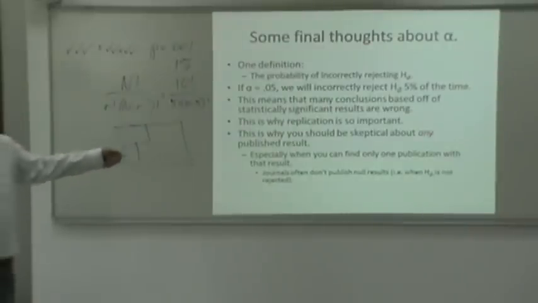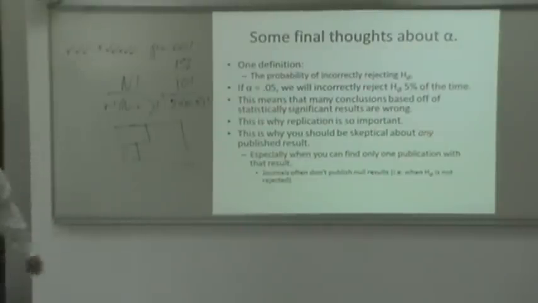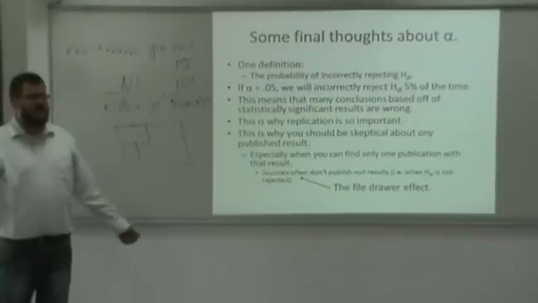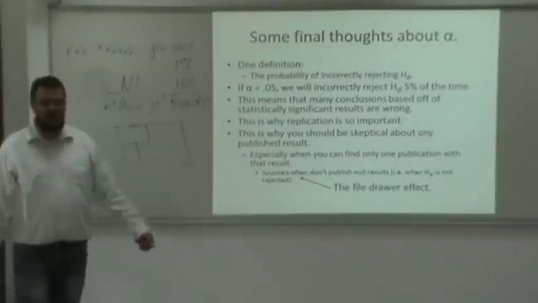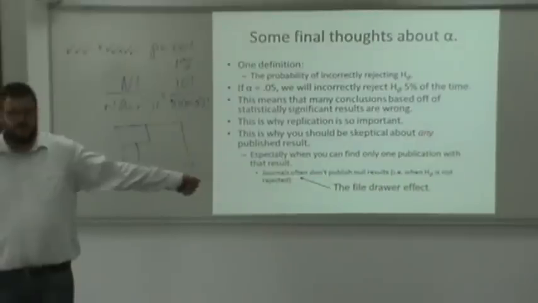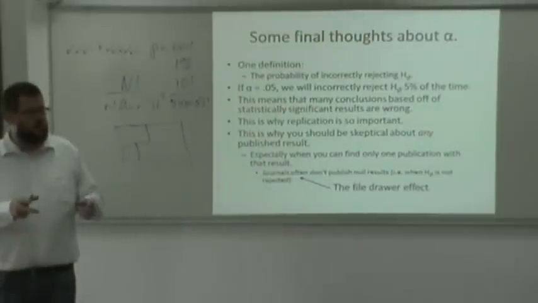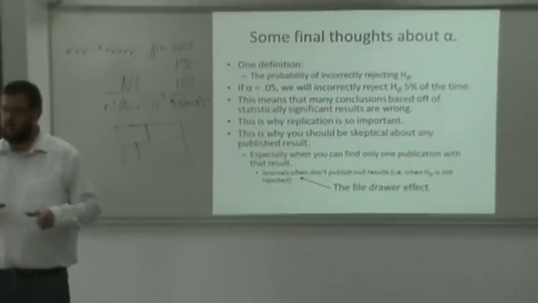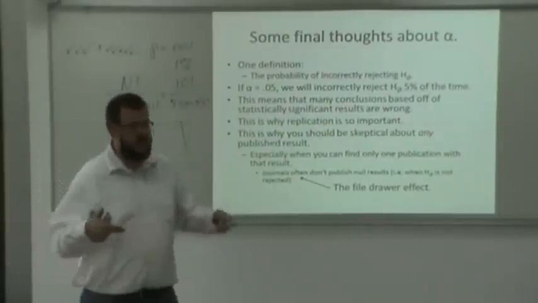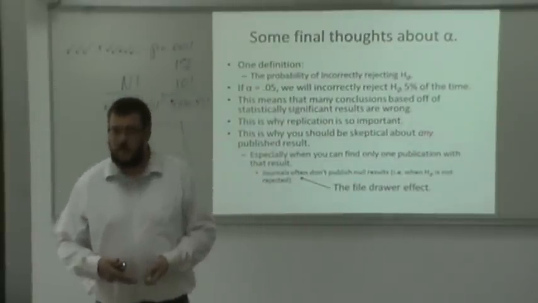Journals usually don't publish null results. That is, when you don't reject the null hypothesis, when you fail to reject it. So what this creates is a file drawer effect. There are lots and lots of experiments with null results, but they aren't reported in the literature. Which means that you're only seeing a tiny portion of the results that are out there. So if you don't see a number of results converging on the same answer, you need to be skeptical.